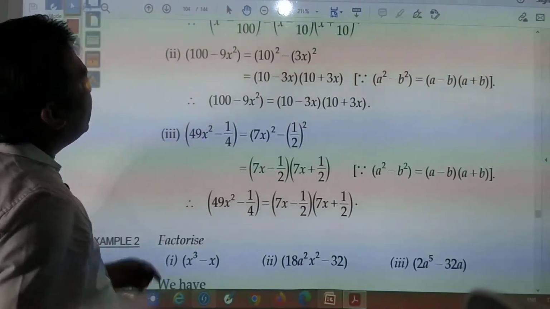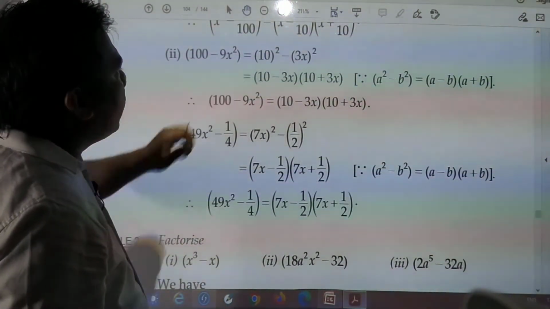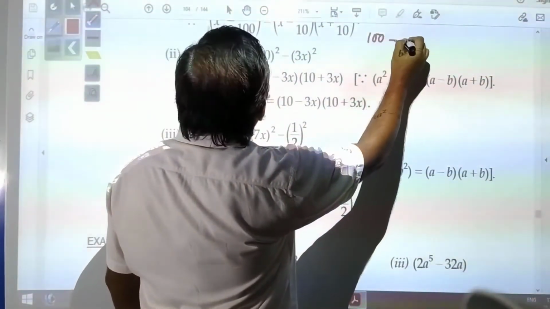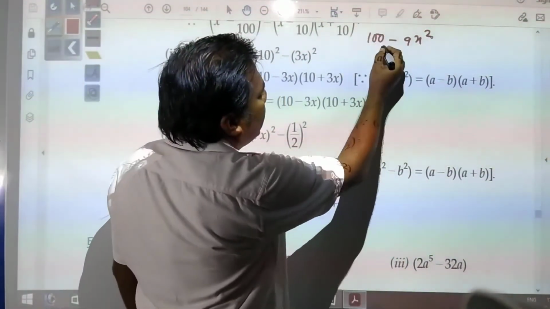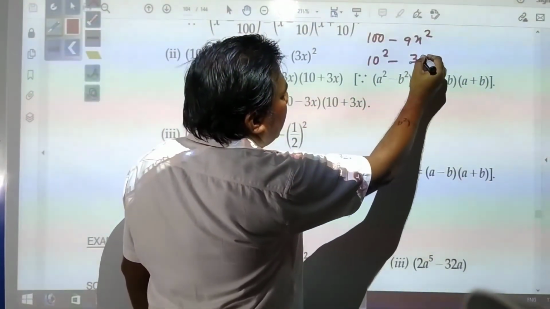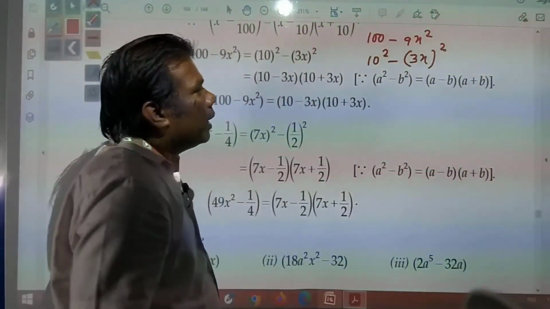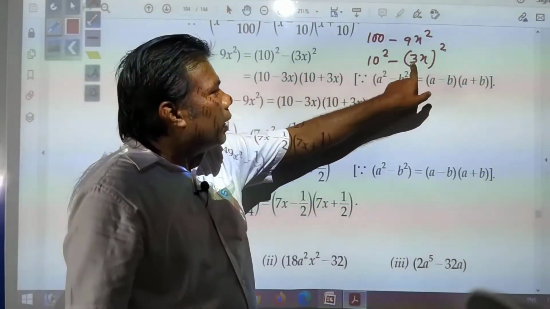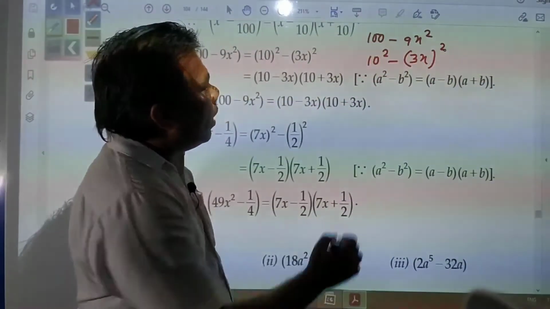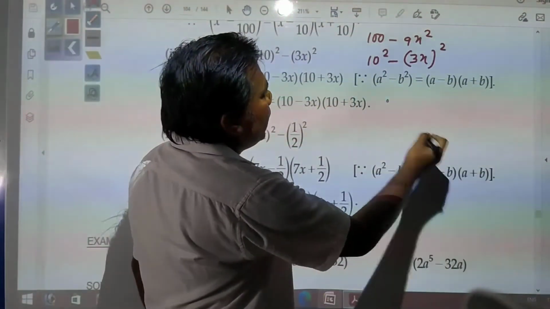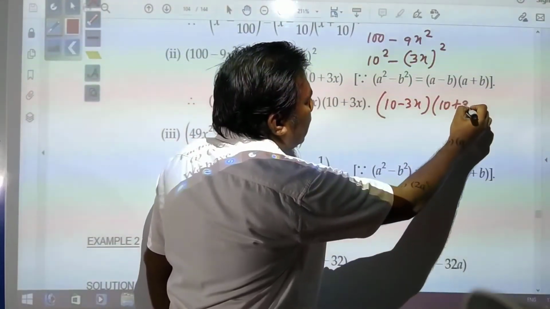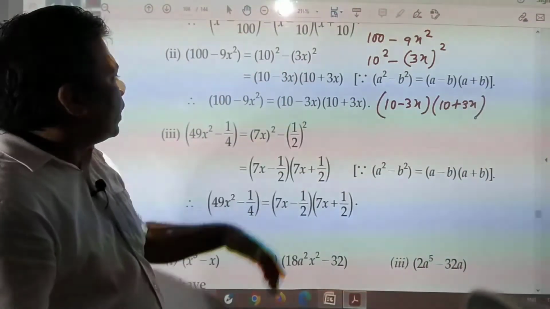Next example, 100 minus 9x square. 100 can be written as 10 square, and 9x square, 9 can be written as 3 square, together 3x whole square. Now this is in the form of a square minus b square, so a minus b into a plus b: 10 minus 3x into 10 plus 3x. In this way it will be factorized.